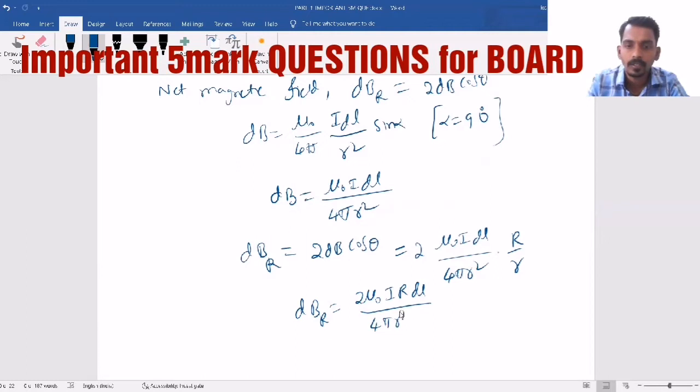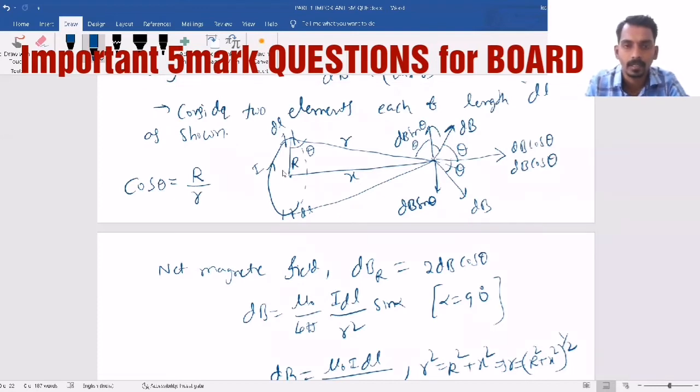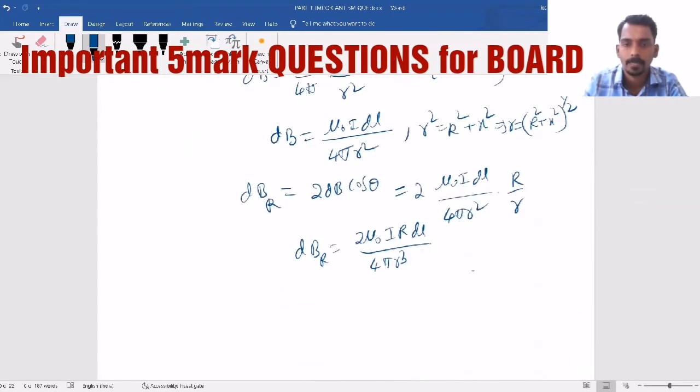But we want, and one more thing also here, R square means capital R square plus x square. So that r will become (R square plus x square) whole power 1 by 2. See this right angle triangle. So capital R, small x. So hypotenuse is small r, height is capital R and the base is x.